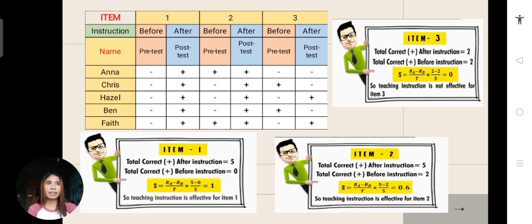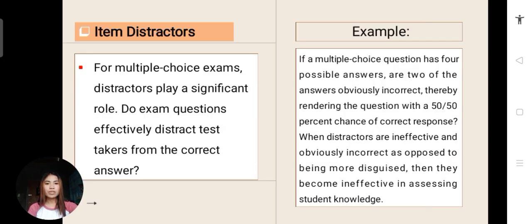This only entails how effective your strategy in teaching students is. Hence, it connotes the idea that those items or those questions we made in each item need remediation or need to be tackled again. And now we have the item distractors.